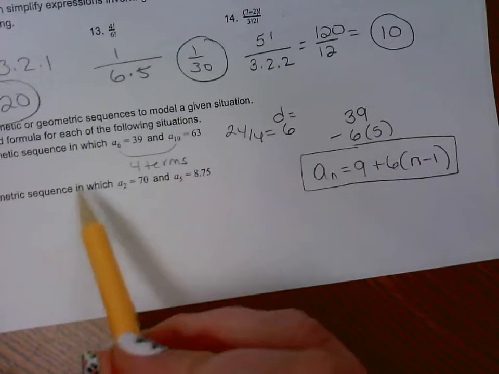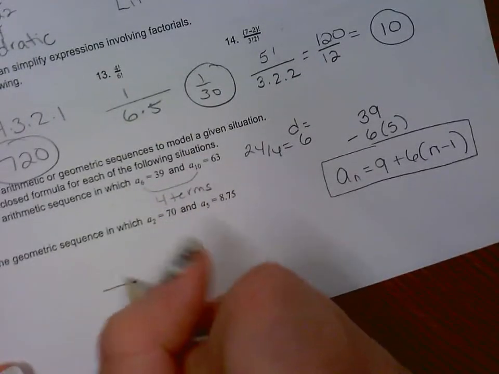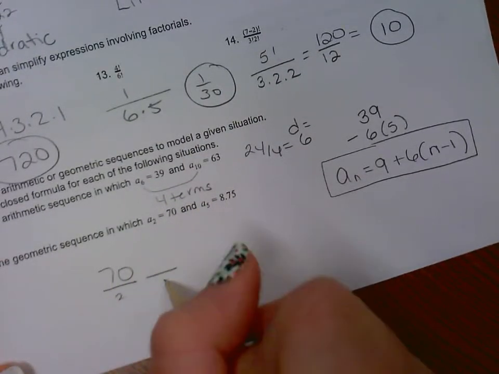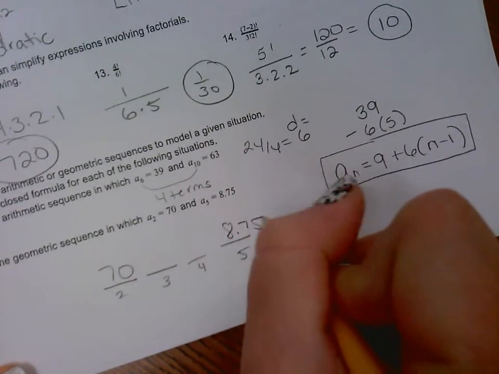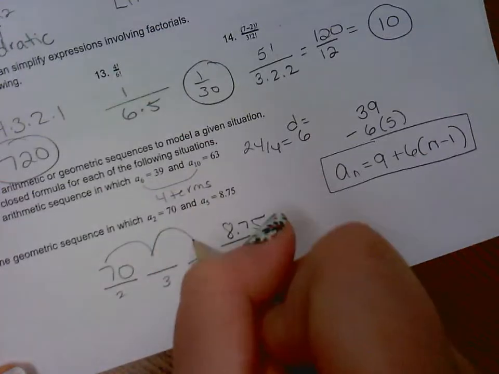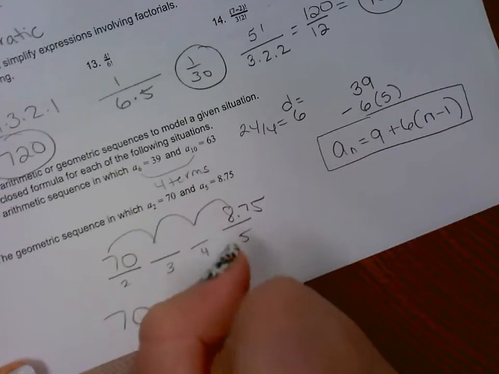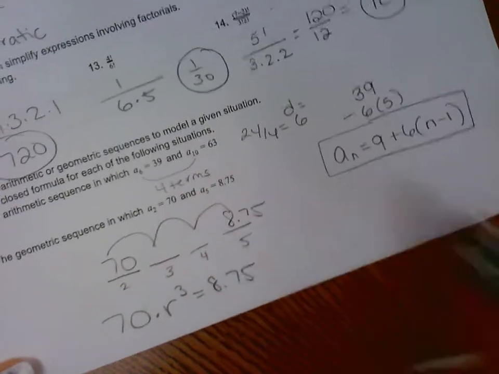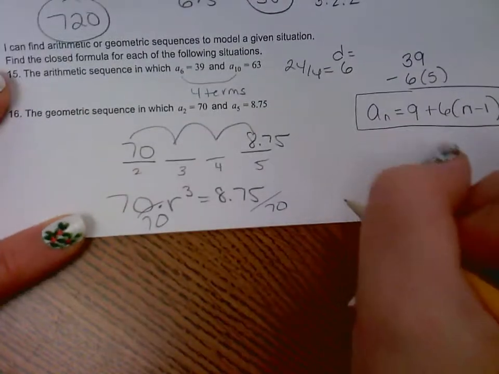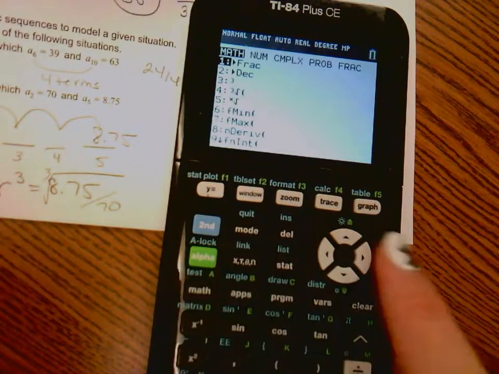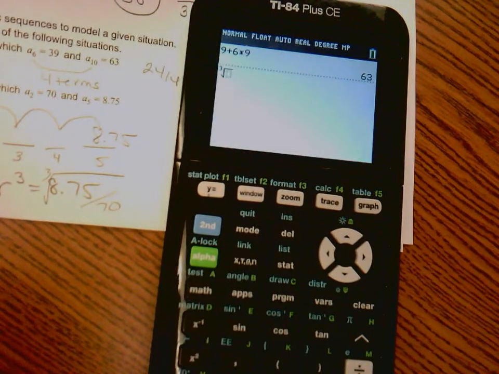Geometric this time. So let's see. The second term is 70. Third, fourth, fifth is 8.75. So times something, times something, times something. 70 times r cubed gives me 8.75. So I'm going to take 8.75, divide by 70, and then take the cube root of that number. So the cube root is under the math key, choice number 4. I'm taking a cube root of 8.75 divided by 70. So actually, the ratio is 1/2.